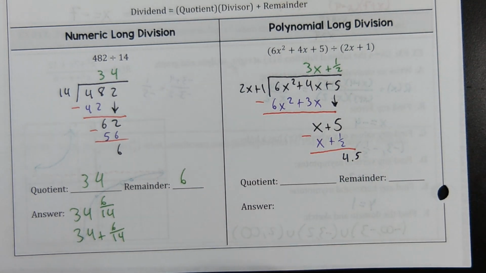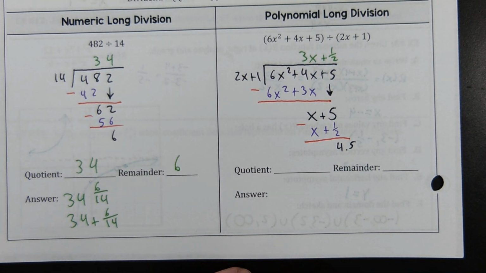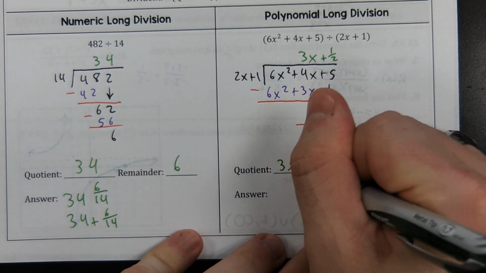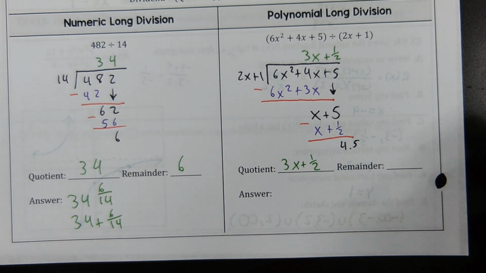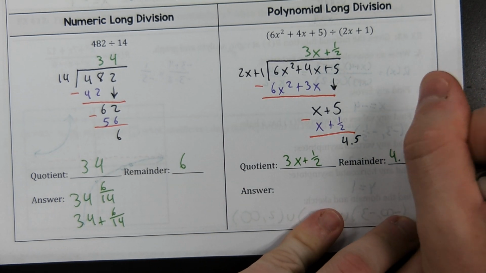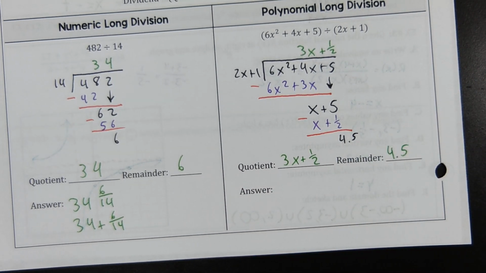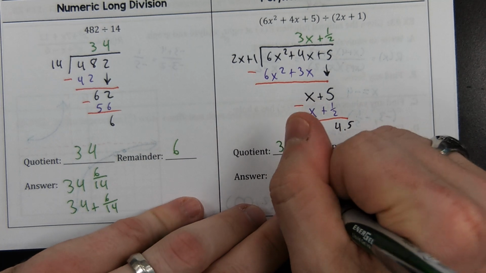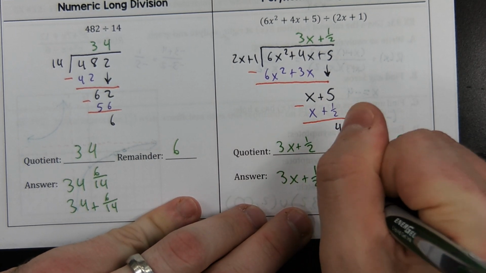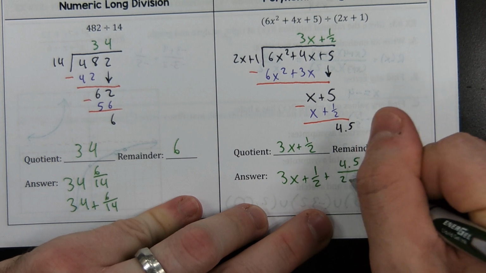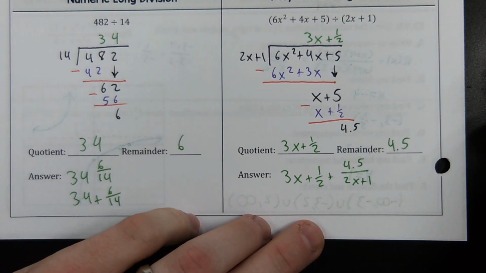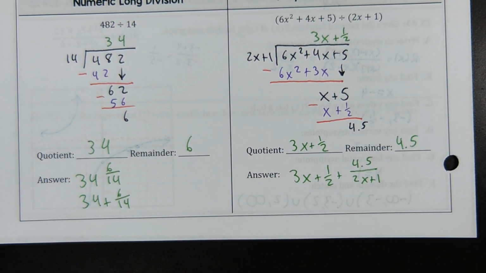Make our lives easy. So what is the quotient? The quotient is 3x plus 1/2, which is strange, but that's what it is. The remainder is 4.5. So what is the actual answer? The actual answer is 3x plus 1/2 plus 4.5 over 2x plus 1. That's the actual result.